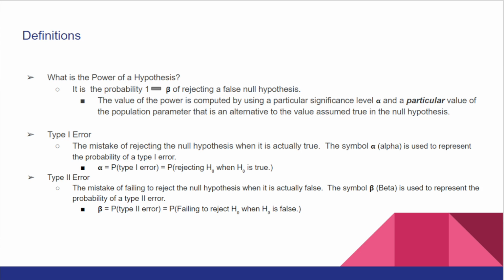The power of a hypothesis test is the probability 1 minus beta of rejecting a false null hypothesis. The value of the power is computed by using a particular significance level alpha and a particular value of the population parameter that is an alternative to the value assumed true in the null hypothesis.